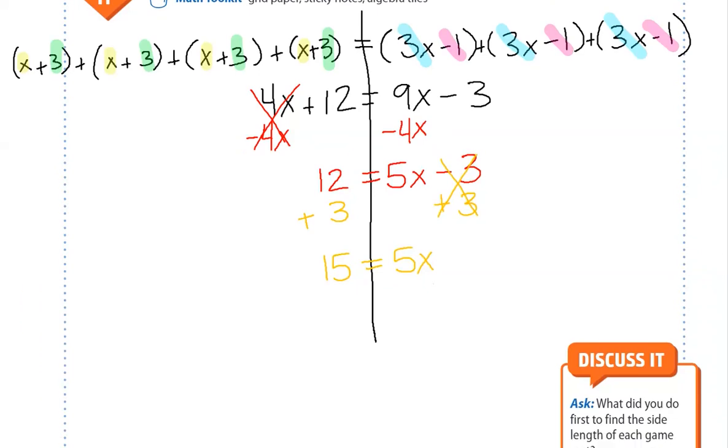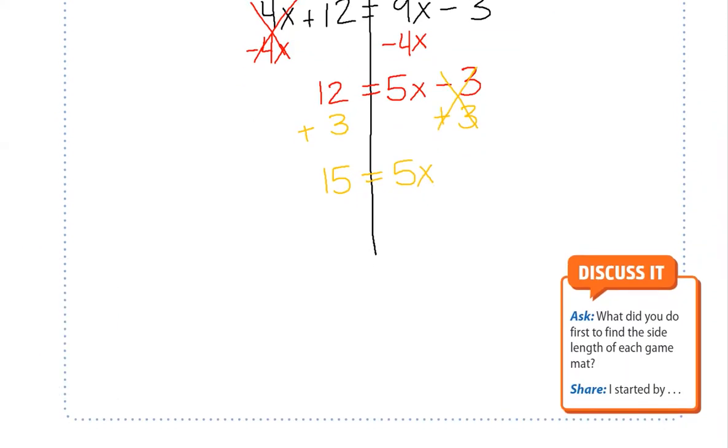Now I need to get rid of my coefficient. I need to get rid of this 5. But if the 5 and the x are touching, that means they're multiplying. So if I'm going to do the opposite of times 5, I need to divide by 5. And I choose to write that as a fraction because I think it looks tidier. So I will write that as a fraction on this side. I need to extend my line, oh no. There it is.